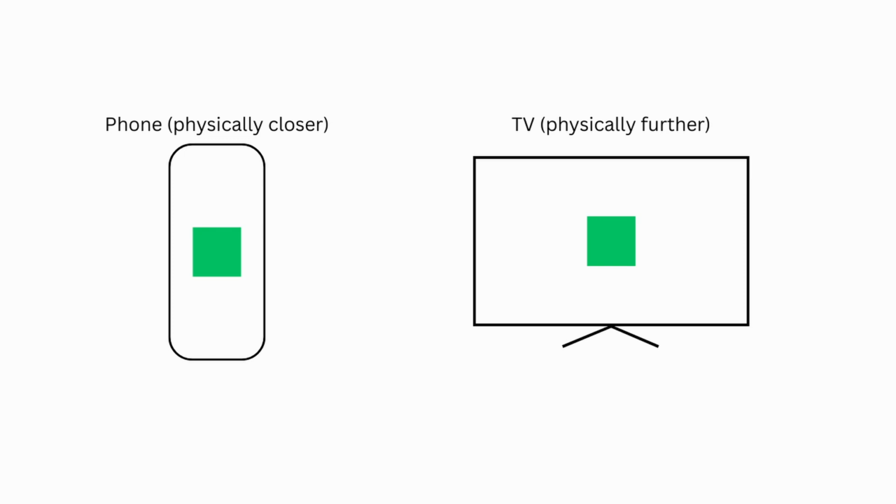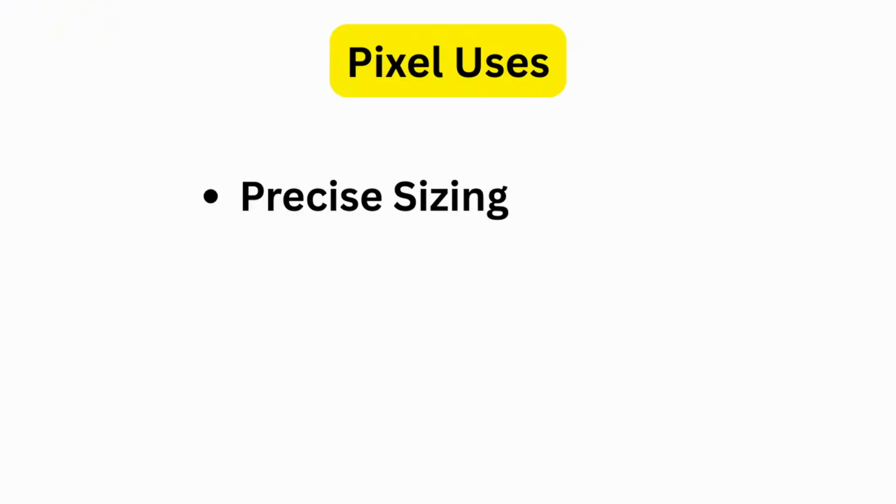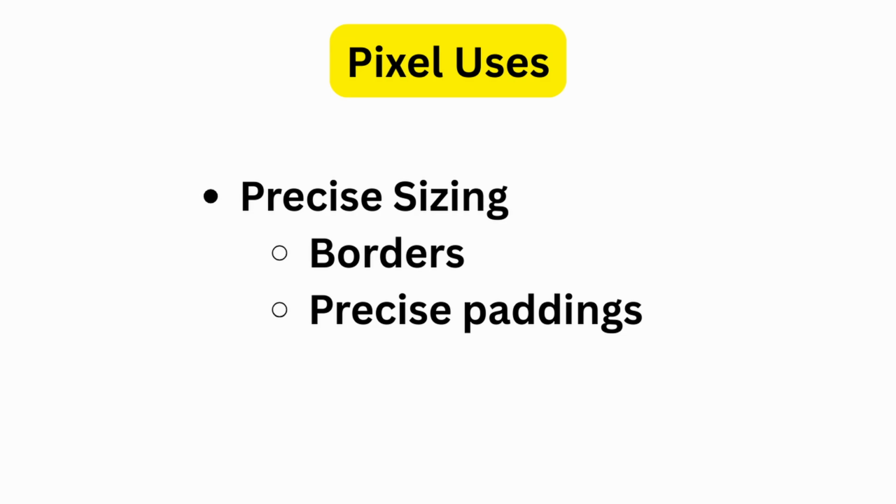Which means if you have a larger device, it doesn't necessarily mean the element will look bigger. Same goes for smaller devices. So it is not scalable, it's just fixed. Pixel is useful for precise sizing, such as borders or precise paddings, etc. Now let's make elements scalable.